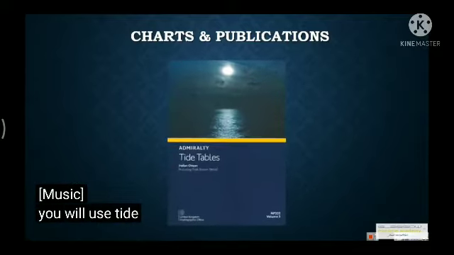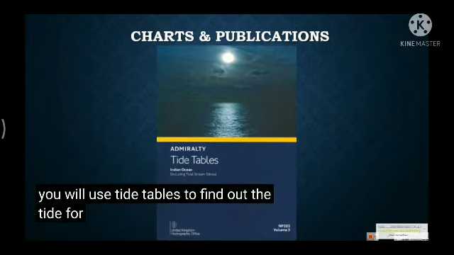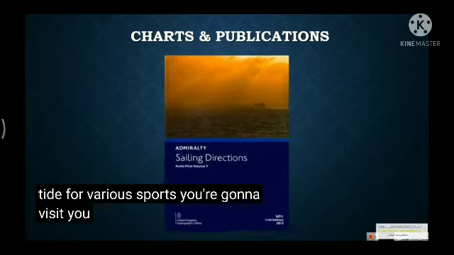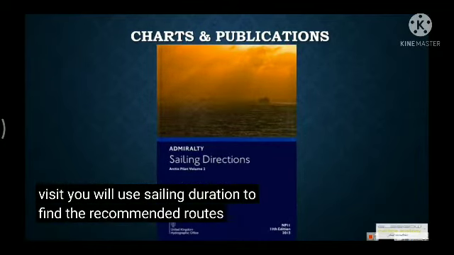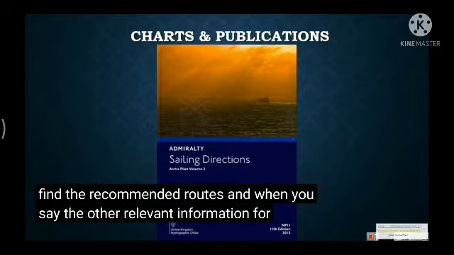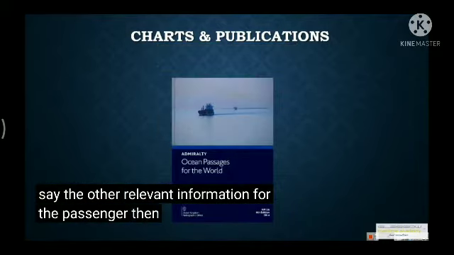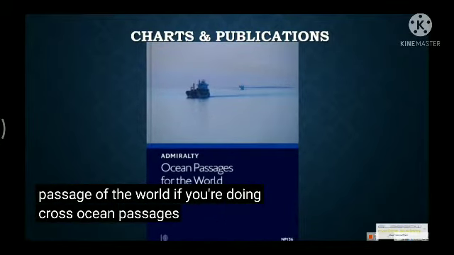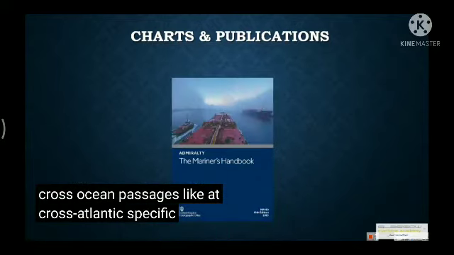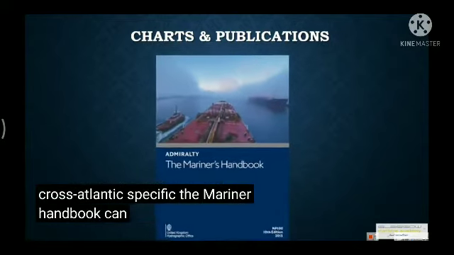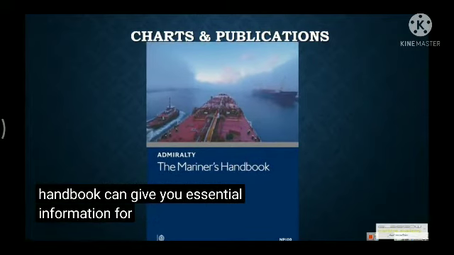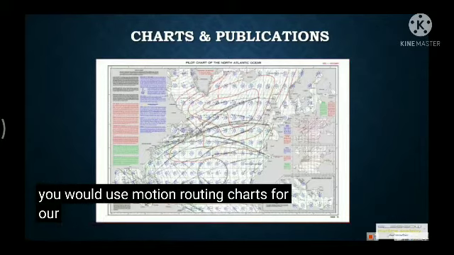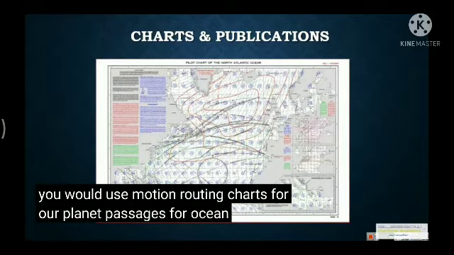You would use tide tables to find out the tide for various ports you're going to visit. You would use Sailing Directions to find the recommended routes and various other relevant information for the passage. You can use Ocean Passages of the World if you're doing cross-ocean passages, like across the Atlantic or across the Pacific. The Mariner's Handbook can give you essential information for the passage.